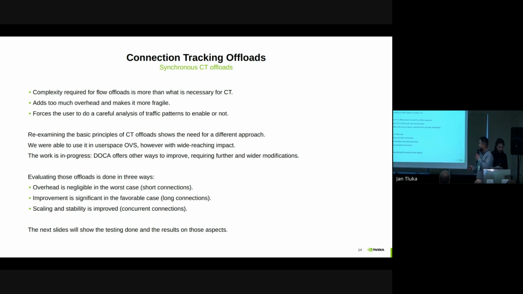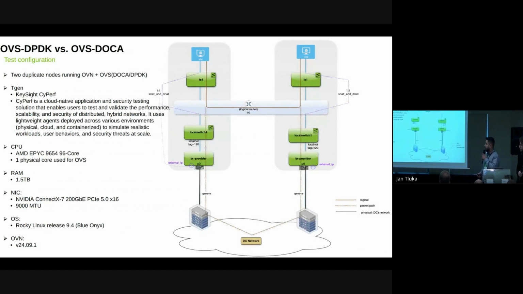Okay. So I'll start by going over our test topology, what we have. We have two identical physical nodes, each running OVN 24.09.1, running a 96-core AMD CPU. Only one physical core of those was given to OVS. And our traffic generator was Keysight CyPerf. In short, CyPerf is a cloud-native application which simulates real-world heavy load traffic, which allows us to test the scalability and the performance of the setup of our system. Our NIC was NVIDIA's ConnectX-7, 200 gigabit Ethernet dual port, and we set the MTU as 9,000.